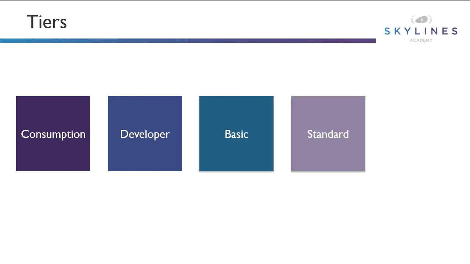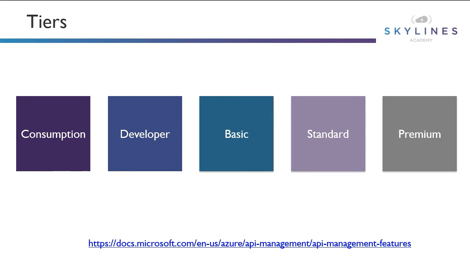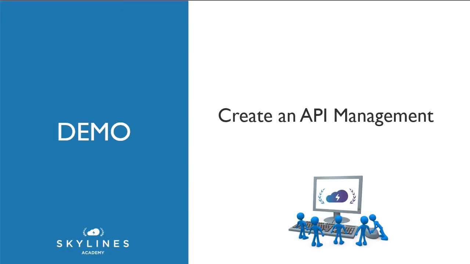The next 2 are standard and premium. These also increase the number of scale units to 4 and 10 respectively to meet your performance requirements. Additionally, they offer some more features to cover more advanced use cases. If you're more interested in comparing the various tiers, we have included a link below to help you explore some of those differences. Let's jump into the Azure portal and create our first API management instance.